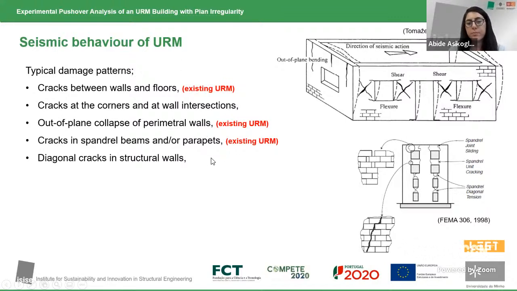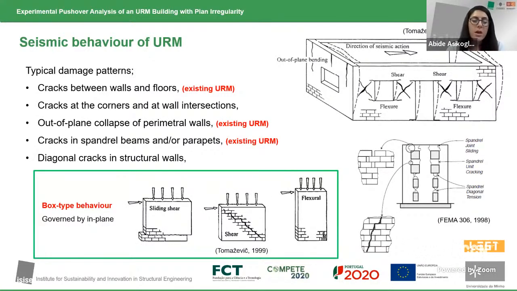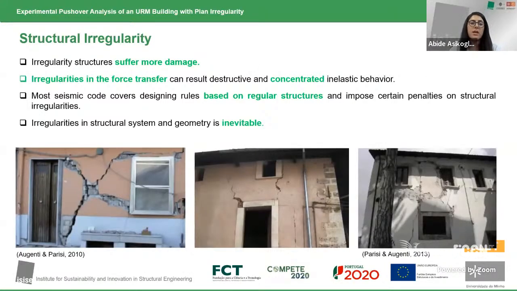Some of the features are more predominant in existing unreinforced masonry, while there are also some common damage patterns observed in modern masonry. And in general, modern masonry shows box-type behavior in which premature out-of-plane response is avoided, and the response is governed by in-plane mechanisms. However, there are some exceptions, such that even in modern construction, we may observe combined in-plane and out-of-plane behavior, for instance, in the presence of torsion. And actually, one of the main reasons that can result in torsion is structural irregularity.